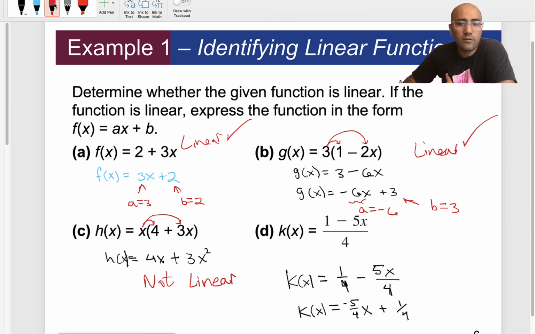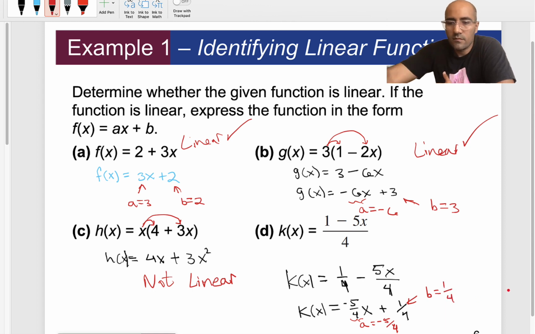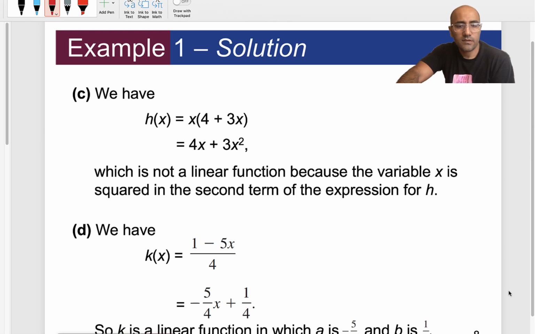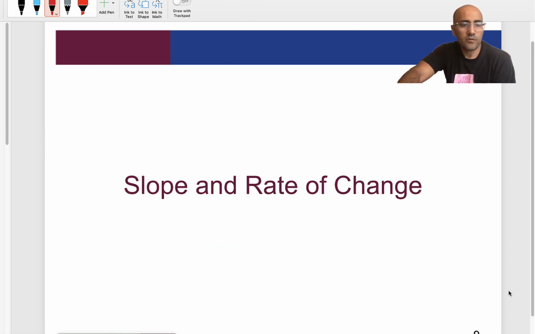And now we have our value of a equals negative 5 over 4, and our value for b equals 1/4. Pretty easy, right? Good. Let's see what the author did here. Yeah, moved it around, so it is linear. Value of a is 3. Value of b is 2. Distribute. Good. Separate. Good. Okay, so that's what the author did.